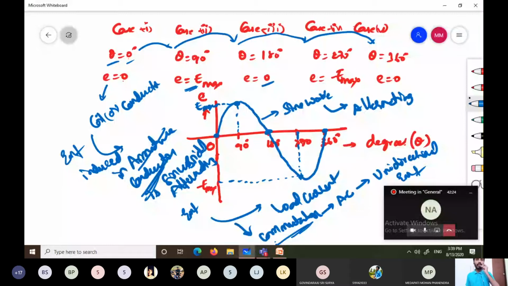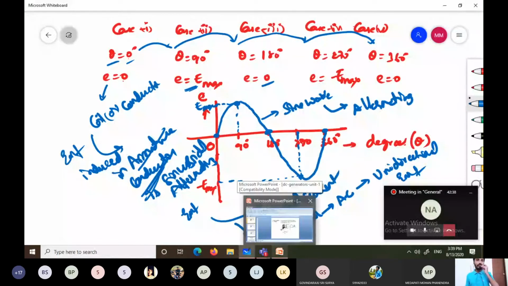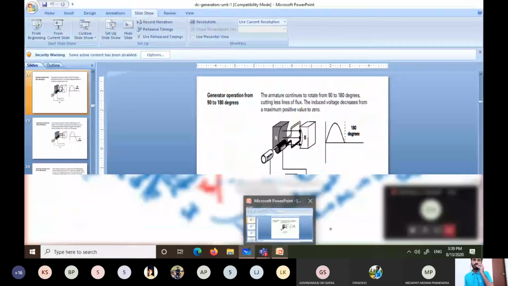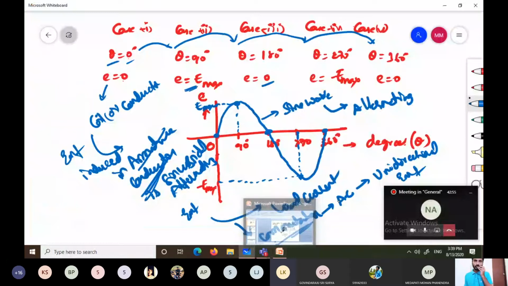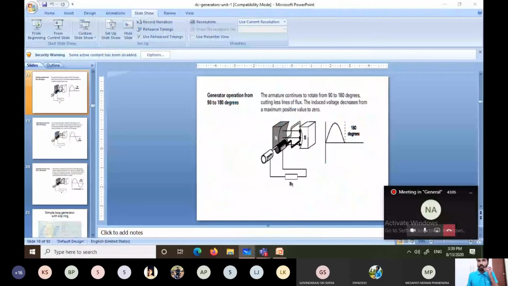So how can you find out the direction? The direction of this EMF can be found by using Fleming's right hand rule. Have you observed? Till now, any doubts? Have you noted down? Okay. Now you can see the presentation, and you can understand what is what.